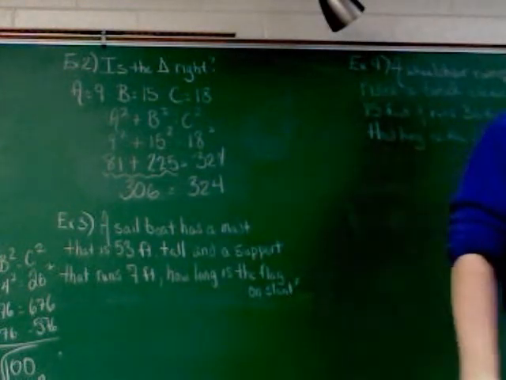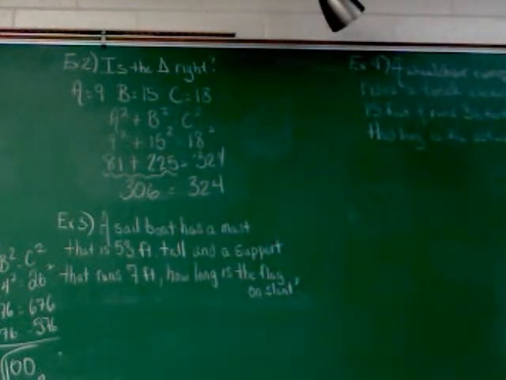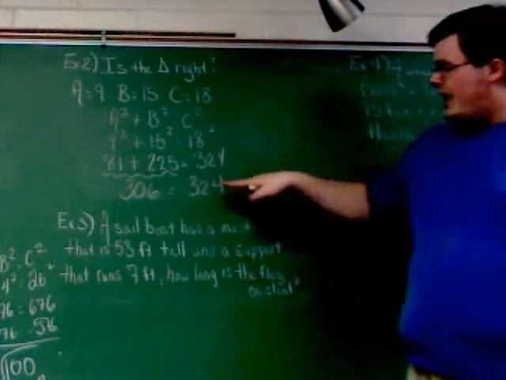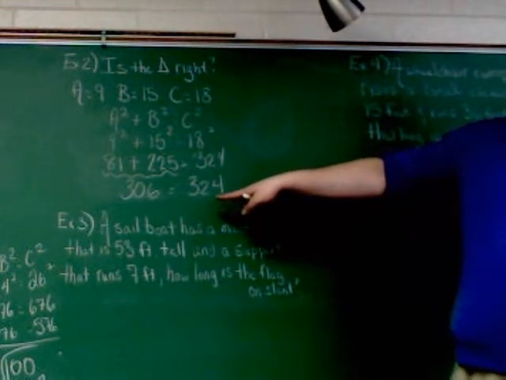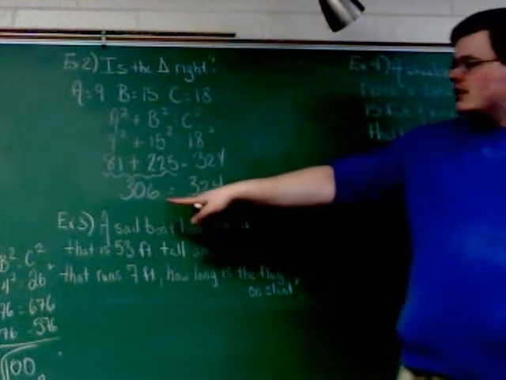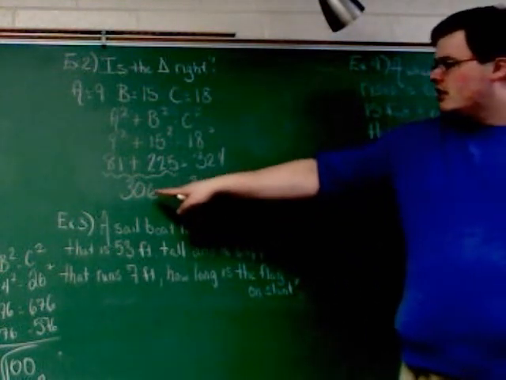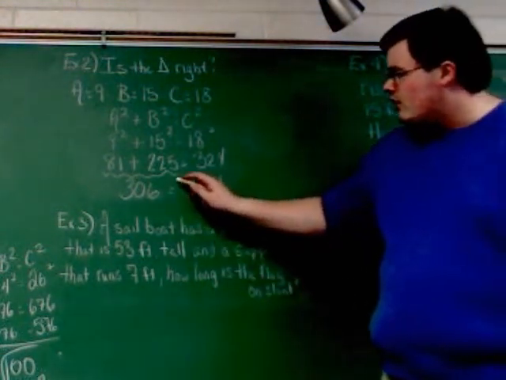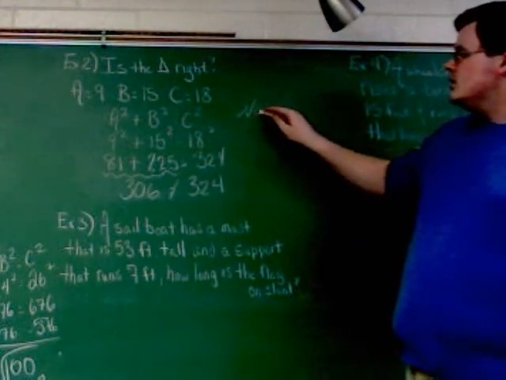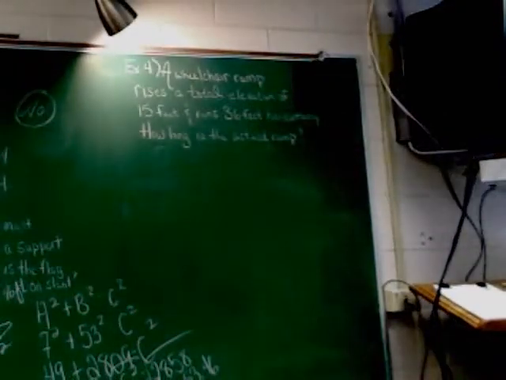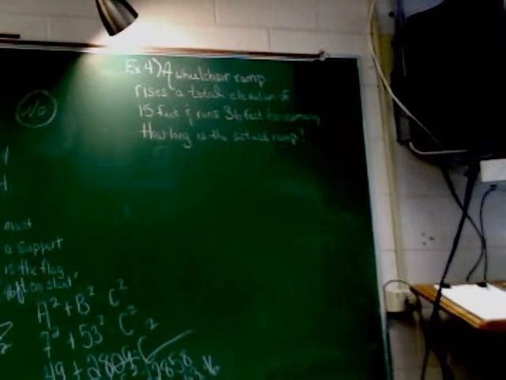Now, in order for this to be a right triangle, again, this number has to be the same as this number. If it's anything different, then they're not a right triangle. Well, that's 306, that's 324. Those are not equal, so this is not a right triangle.